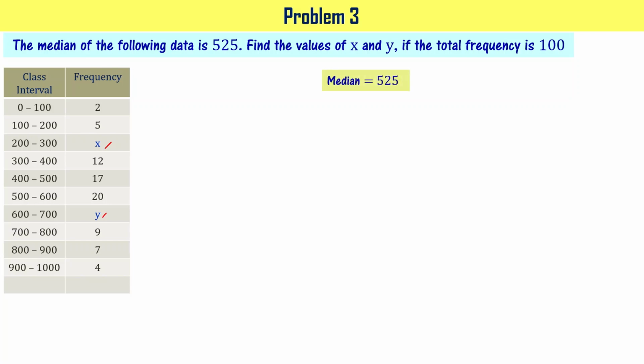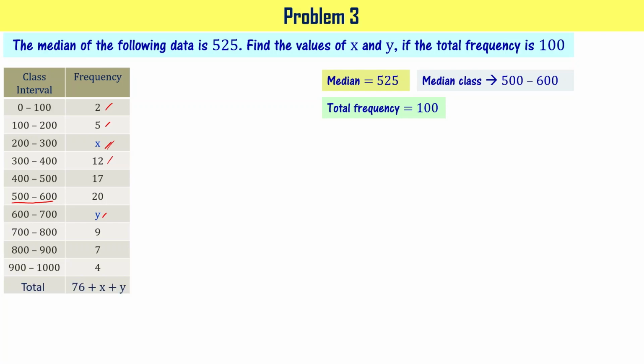Median is 525, that is given. It means the median class is going to be the 500 to 600 class, right? And the total frequency is given, that is equal to 100. Now let's find the total frequency from the data given by summing all the frequencies. 2 plus 5 plus x plus 12 and so on. When you do that, you get the total as 76 plus x plus y. It means 76 plus x plus y equal to 100. Let me rearrange it and write it as x plus y equal to 24. Let's take a note of this.